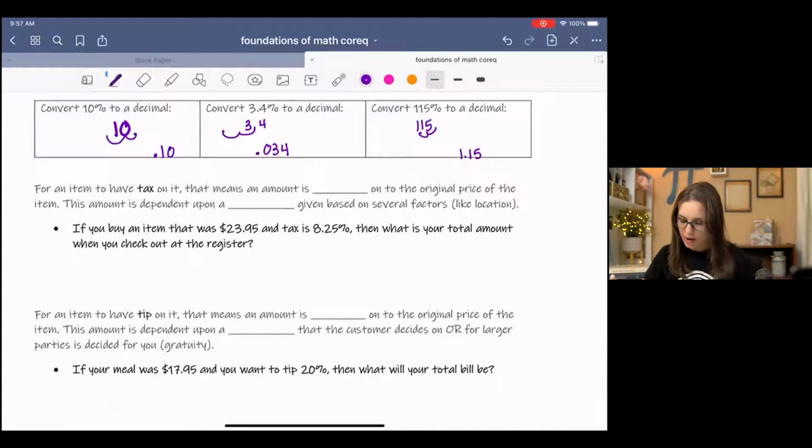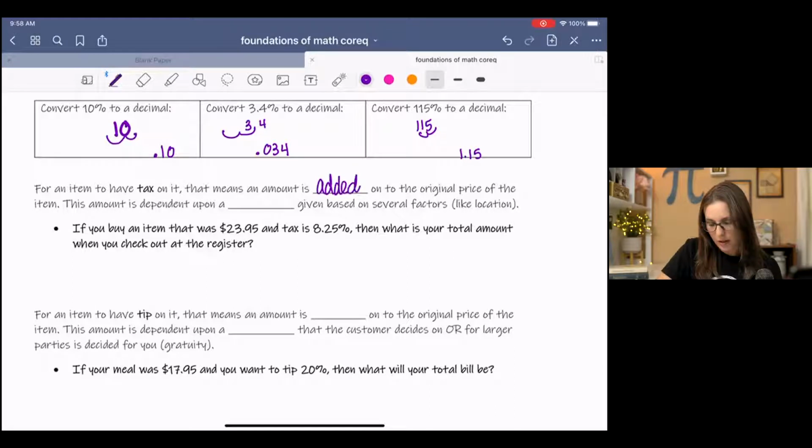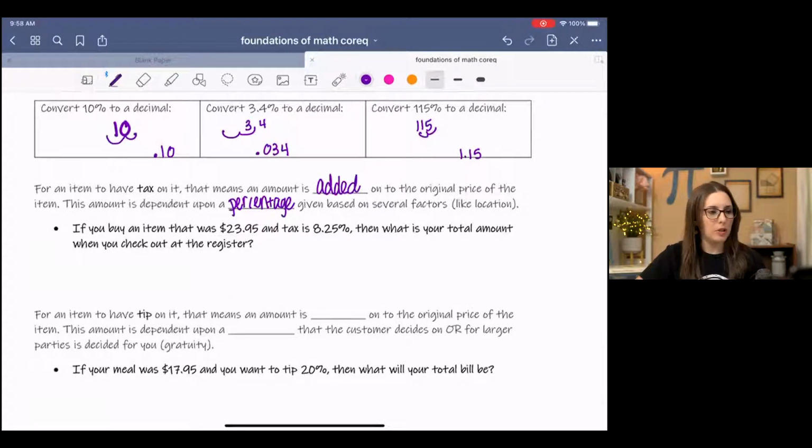For an item to have a tax on it, that means an amount is going to be added, and I think we're all pretty familiar with tax at this point, onto the original price of the item. The amount is dependent upon a percentage given based on several factors. So this might depend on the state you live in, or it may depend on inflation or whatever. So there's several things that can change.